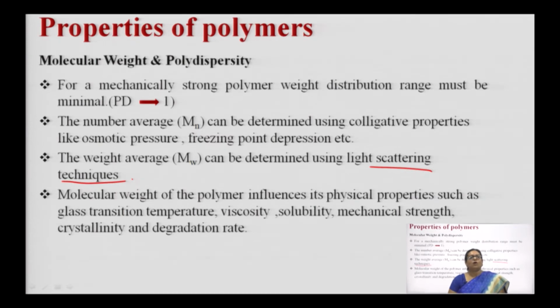Now, the molecular weight of a polymer is important because it influences the physical properties of the polymers, such as glass transition temperature, the viscosity of the polymer, the solubility, the mechanical strength, crystallinity and degradation rate. Usually for a high molecular weight polymer, glass transition temperature is high, its viscosity is high, its solubility is poor, its mechanical strength is more, and crystallinity and degradation rate are less.